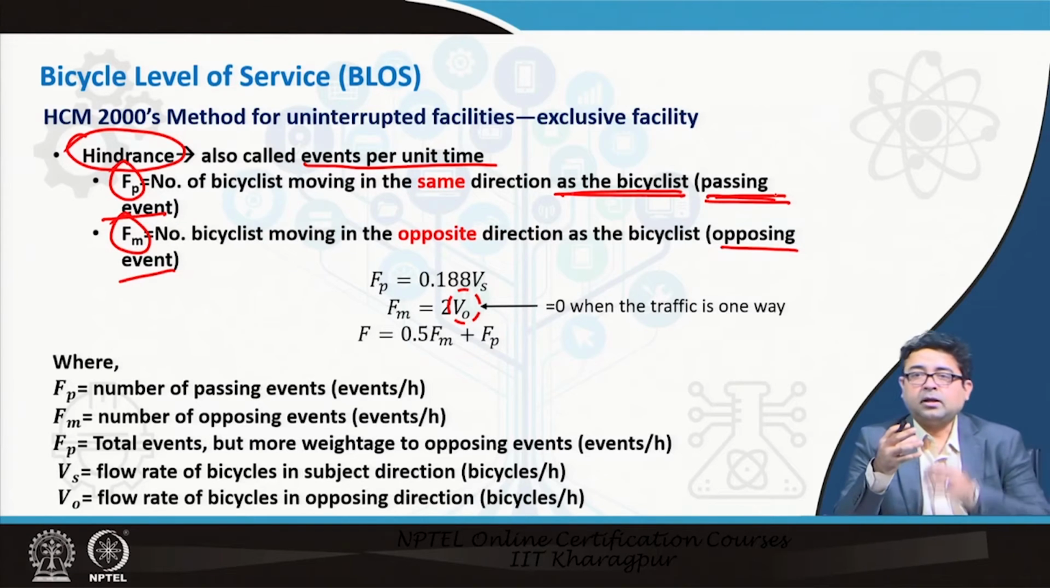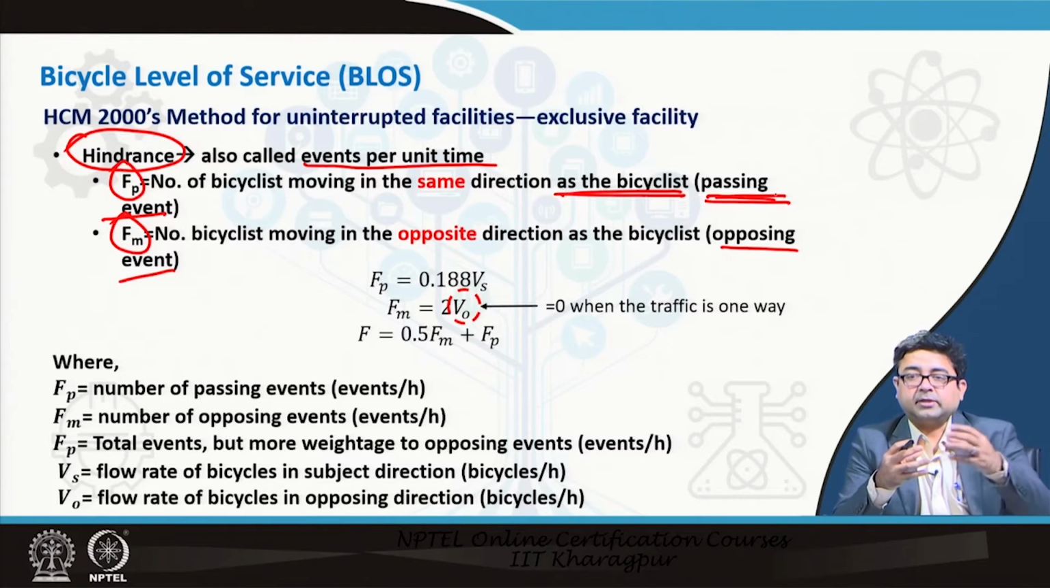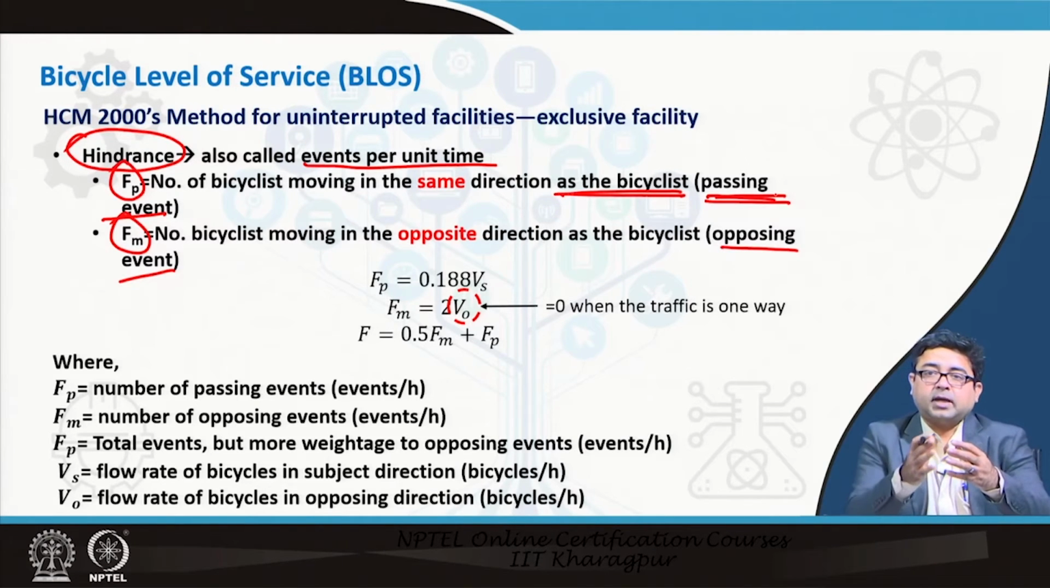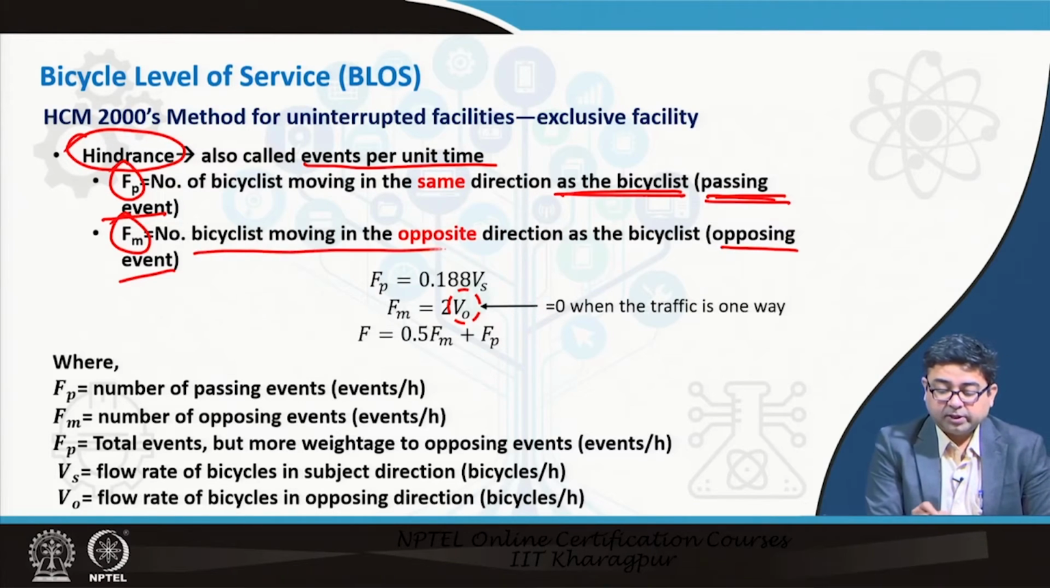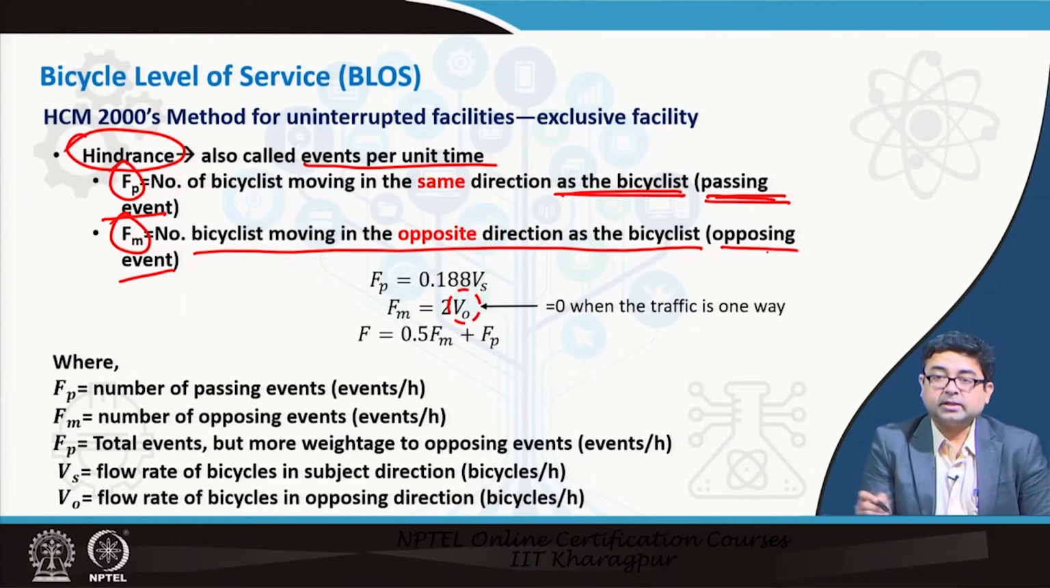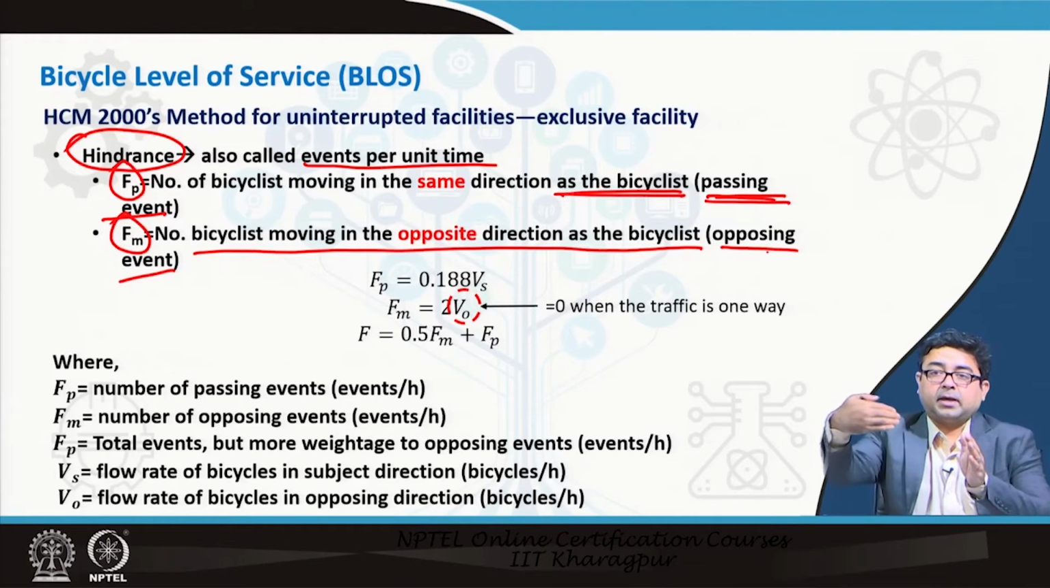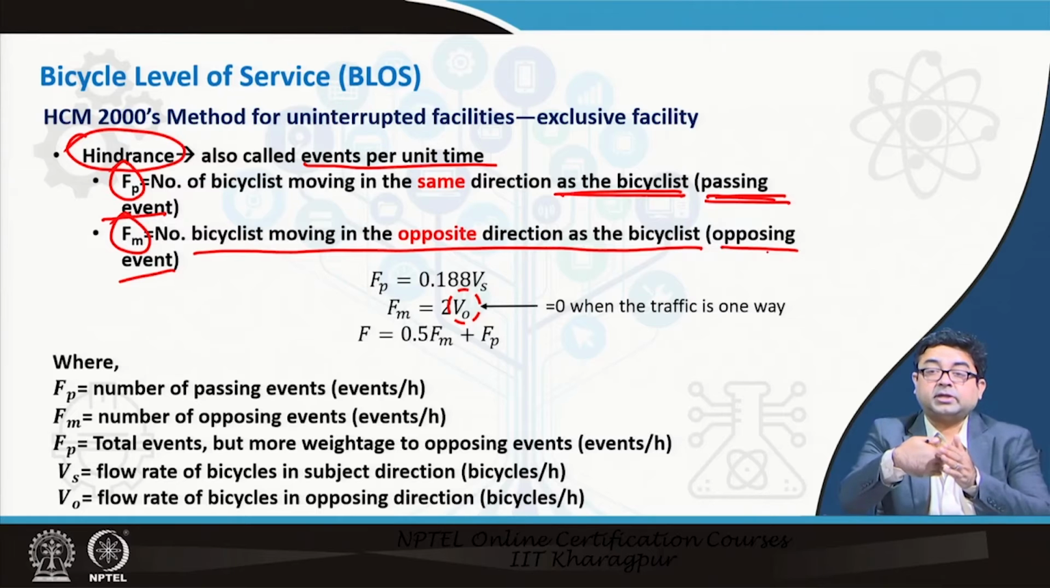So, you are confronted by another bicyclist whom you have to pass or overtake. That is called an event. The other type of event is the number of bicycles moving in the opposite direction to the bicyclist. Now, suddenly if there is a bicycle coming in the opposite direction, that is also an event for you.